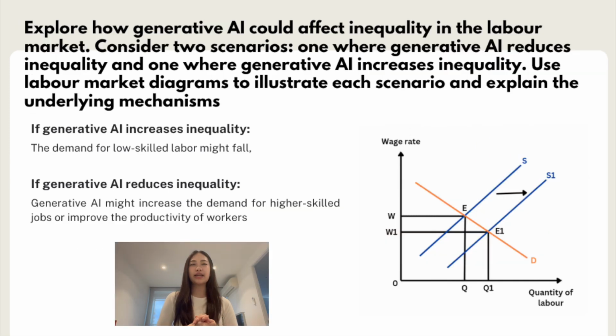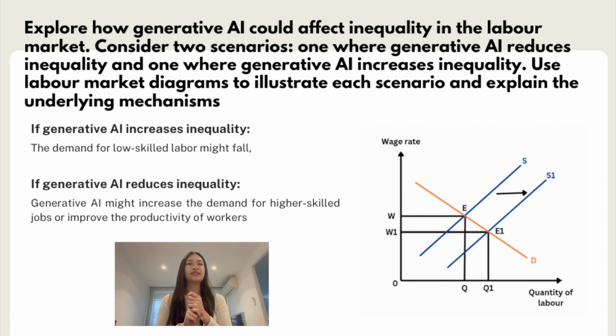The next question is: explore how generative AI could affect inequality in the labor market. Consider 2 scenarios, one where generative AI reduces inequality and one where generative AI increases inequality. And use labor market diagrams to illustrate each scenario and explain the underlying mechanisms. So as seen from the image on the right here, there are 2 points that I want to put out.